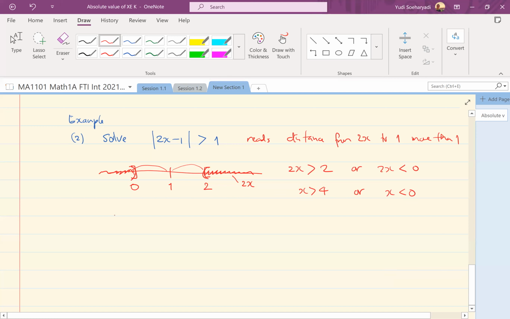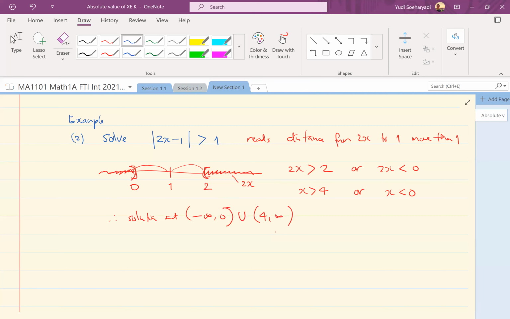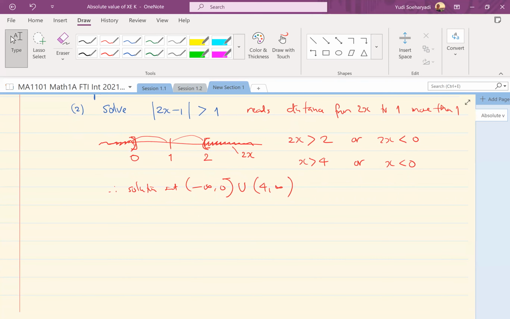Okay, so the solution set is, let's see, x bigger than 1, union with x less than 0. There we go. Okay, so this is how to solve this one. Questions? Nope. All right, good.